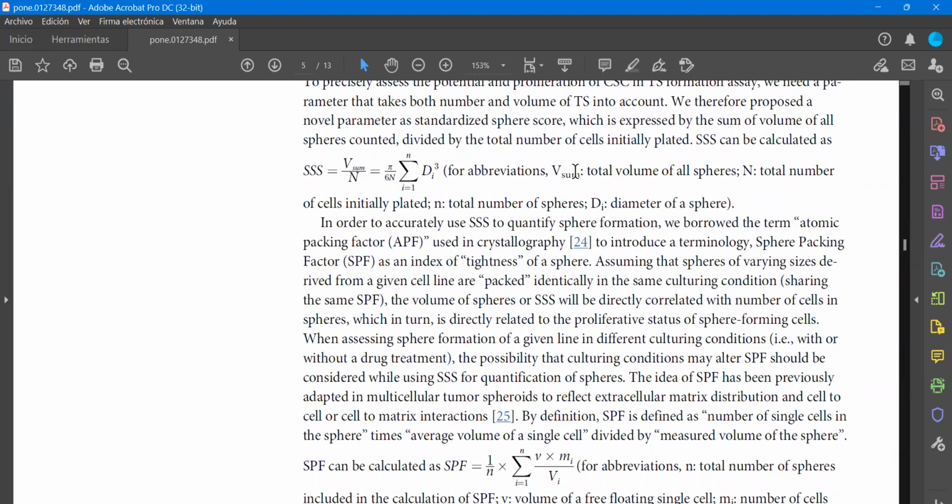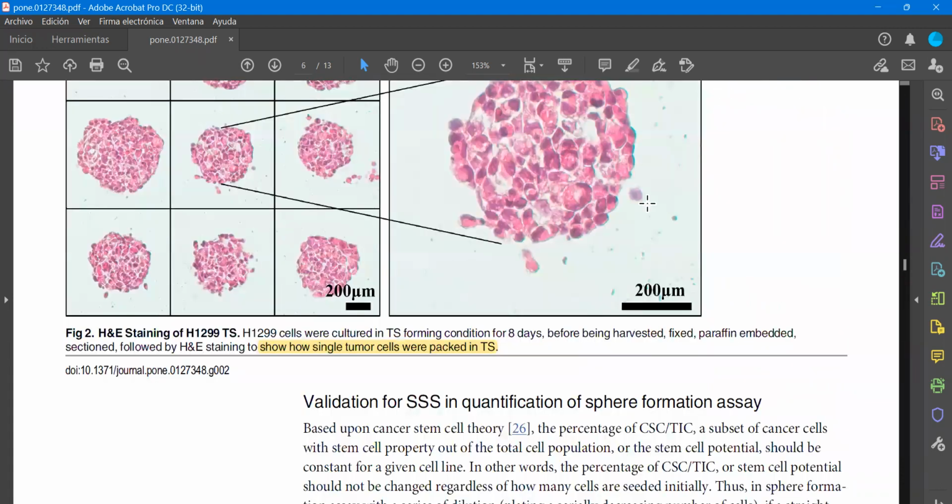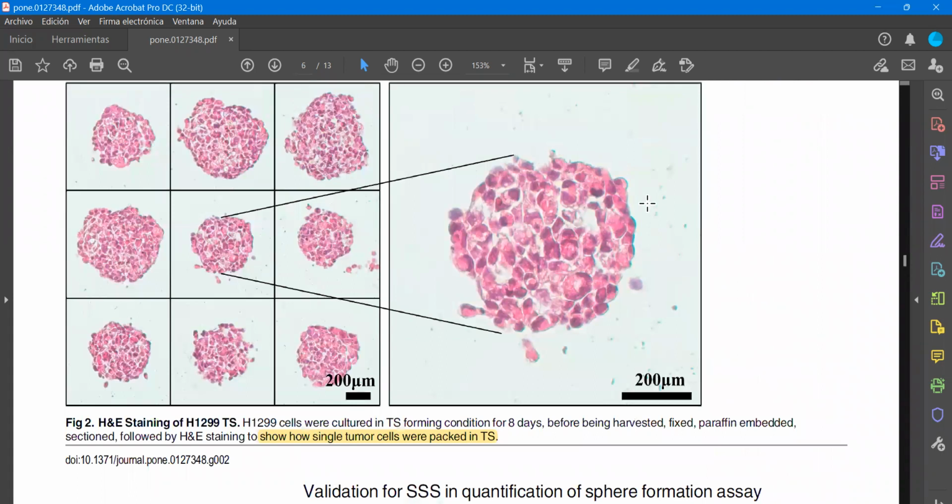the summatory of the total volume of all the spheres. And here we see in this formula, divided by the total number of cells initially plated. Here you see in the formula, N is the total number of spheres and D is the diameter of the spheres.